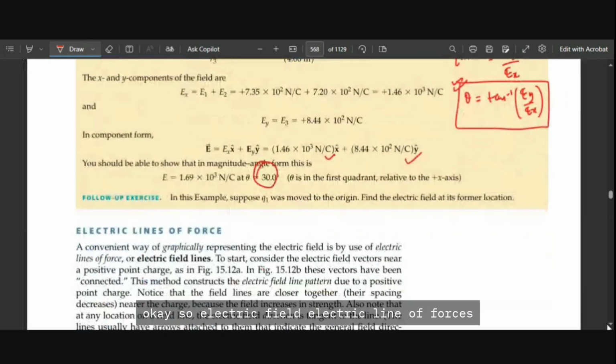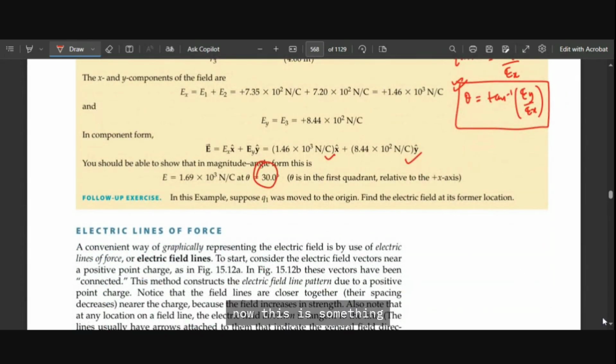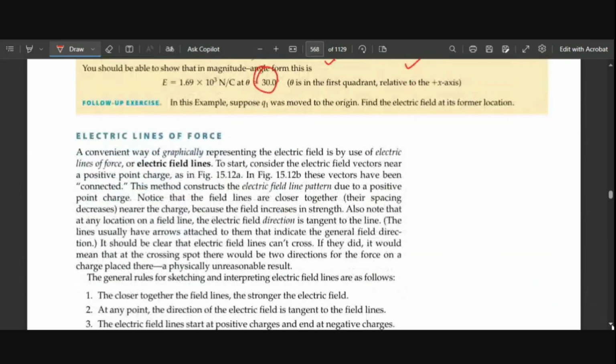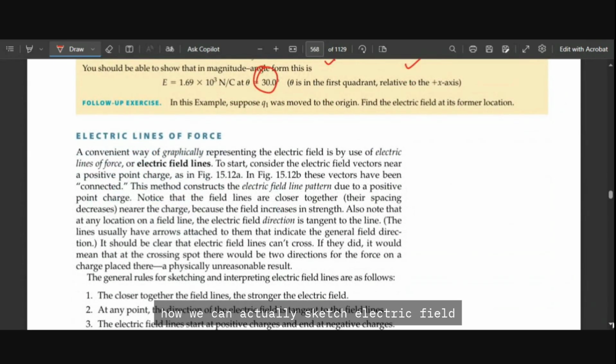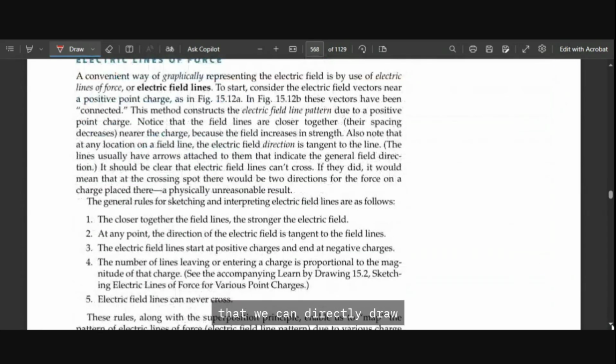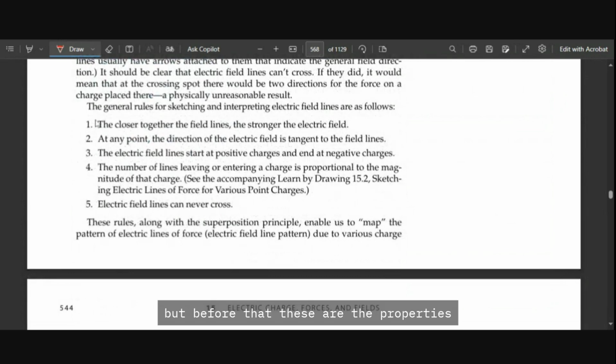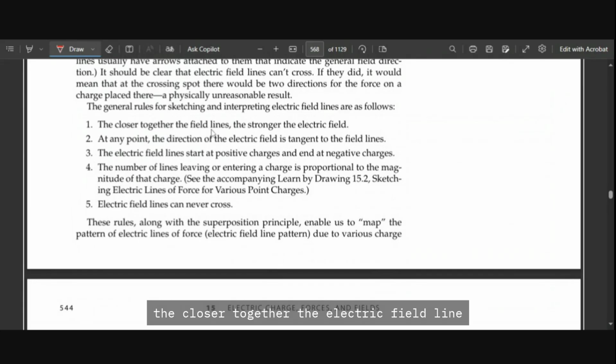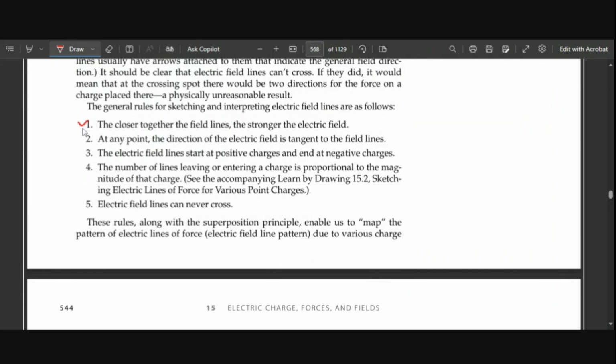So electric field, electric line of forces. Now this is something that is important to remember, how we can actually sketch electric field lines. The convenient way of graphically representing electric field is by using electric field lines of force. In order to represent it, there are a few patterns that we can directly draw. But before that, these are the rules that we use to draw electric field lines. The first rule says the closer together the electric field lines, the stronger is the electric field. Very important and very basic.